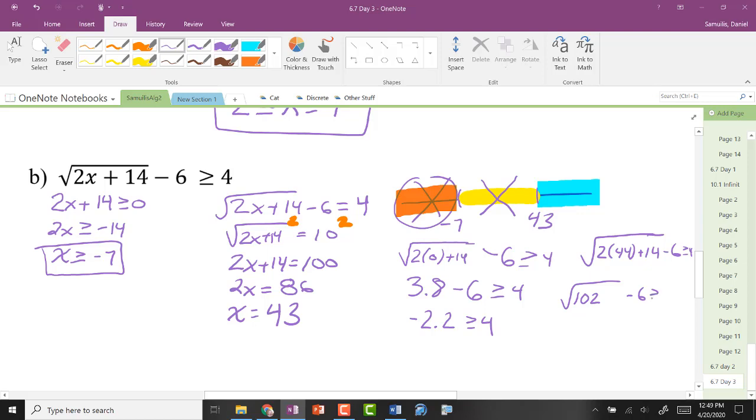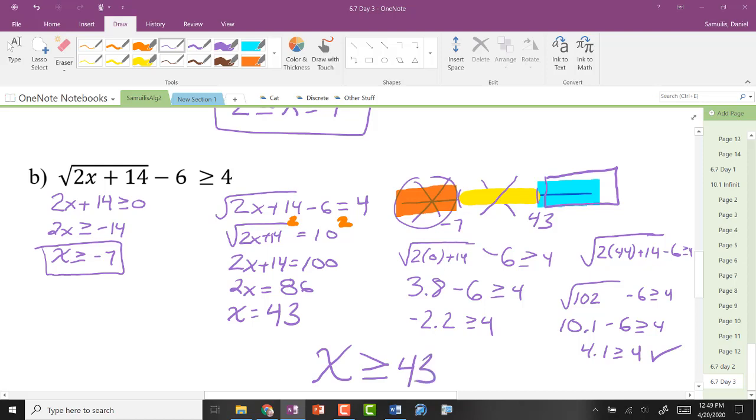Minus 6 greater than or equal to 4. That's about 10.1. Minus 6 is greater than or equal to 4. So I get 4.1 is greater than or equal to 4. That checks out. So my only solution is in this area here. So my final answer is all the x values have to be greater than or equal to 43.